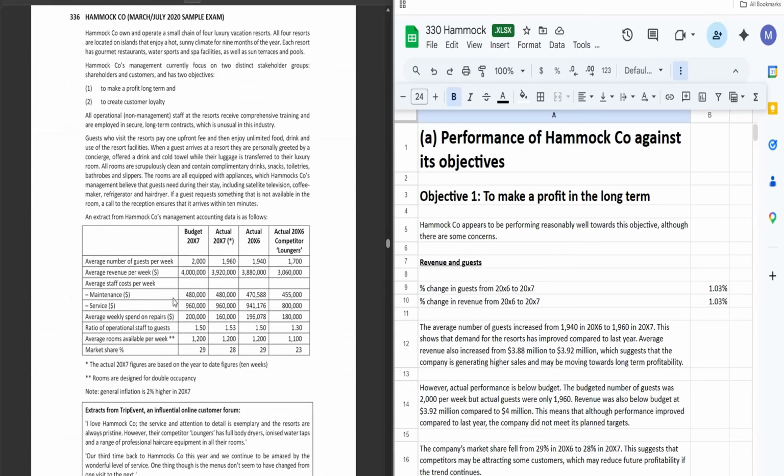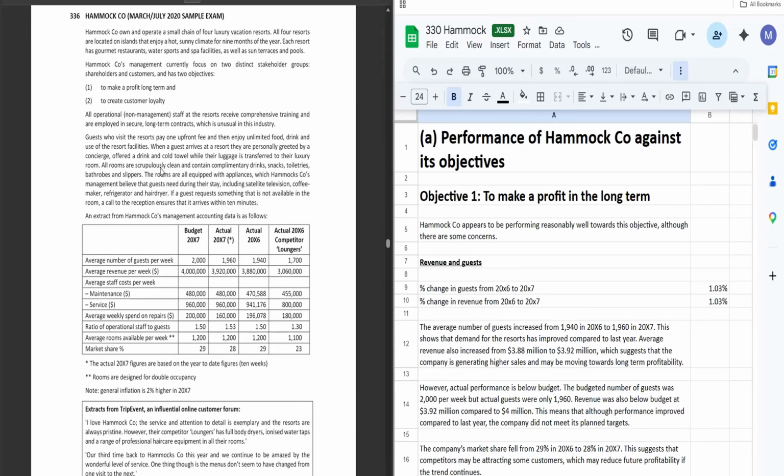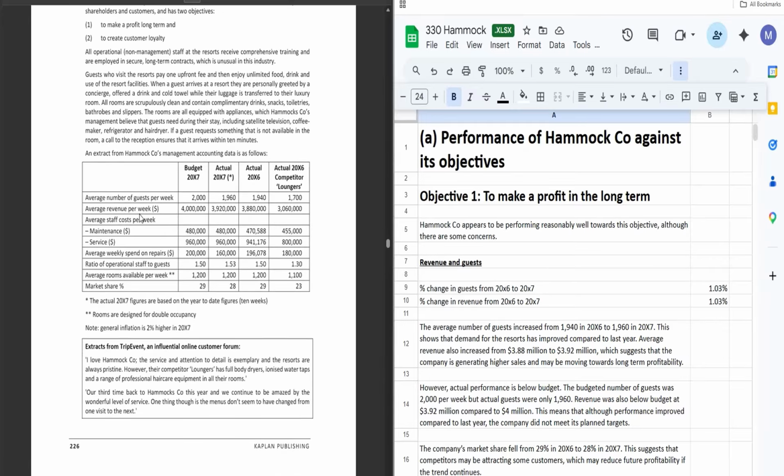So we have already covered the scenario where they have explained about the Hammock company, their two objectives, and also how the guest comes, what treatment or special facility we provide to them, and what are the services and infrastructure that is available once the guest reaches their room. And also they have provided certain numbers which are listed below.